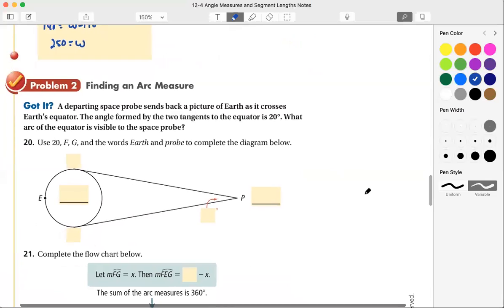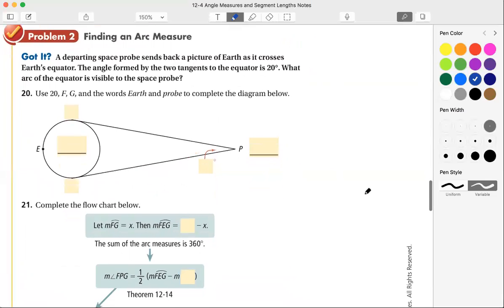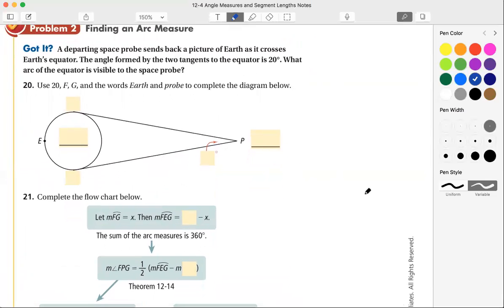All right, so a Deep Space probe sends back a picture of the Earth as it crosses the Earth's equator. The angle formed by the two tangents to the equator is 20 degrees. What arc of the equator is visible to the space probe? Use 20, F, G, and the words Earth and probe to complete the diagram at the bottom. So this is the Earth. This is the probe. This is 20 degrees. This is G, and this is F.